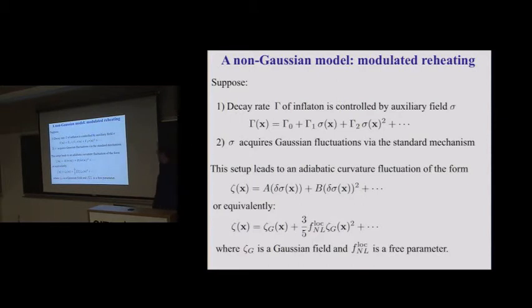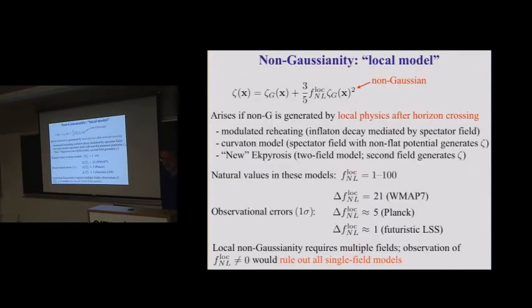Anyway, parameterizing it in terms of zeta, this leads to an initial curvature fluctuation in which the initial fluctuations are proportional to sigma and include quadratic and higher terms. So we can write the initial curvature fluctuations as a leading piece which is Gaussian, plus additional terms which are quadratic and higher powers of the Gaussian piece. That introduces non-Gaussianity. So this is the so-called local model. One way to get it is by inflaton decay that's mediated by another field.